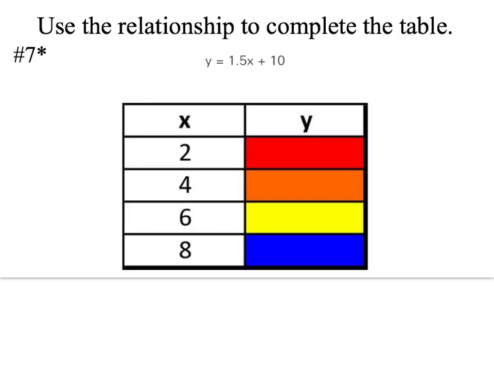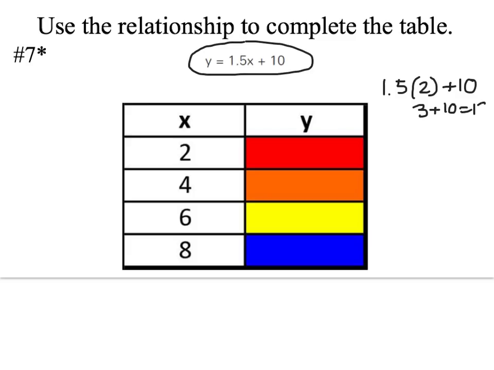So for this problem, it says use the relationship to complete the table. So they've given us the relationship right here. Y is equal to 1.5 times x plus 10. So all we want to do is take the numbers in the x column, plug it into the machine, and then that gives us our y value. So if I plug in 2 for x, I can say 1.5 times 2, and then add 10 to that. So 1.5 times 2 is 3, plus 10 gets me 13. So this value is equal to 13.